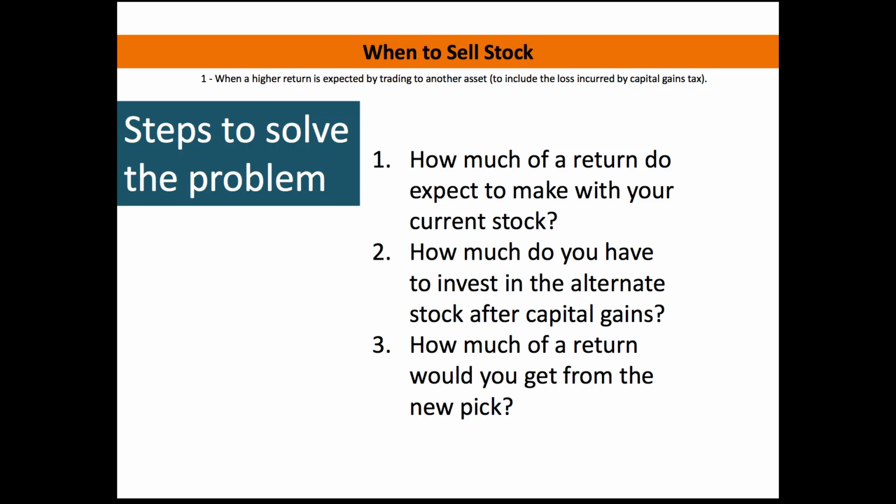So step 2 is we have to figure out how much money we'll have after we pay the capital gains tax. Step 3 is how much of a return will we get from the new pick? After we figure out that capital gains problem, we then have to take that money and pretend we buy company TTT, and then estimate how much that will grow to over the next 10 years. Then we're just going to compare number 1 and number 3 to see which one's a more lucrative pick.